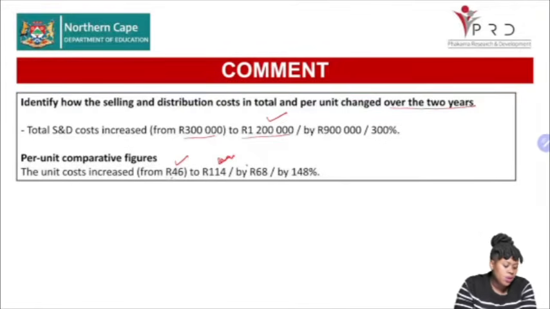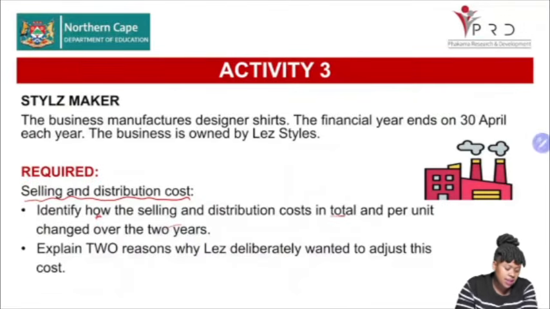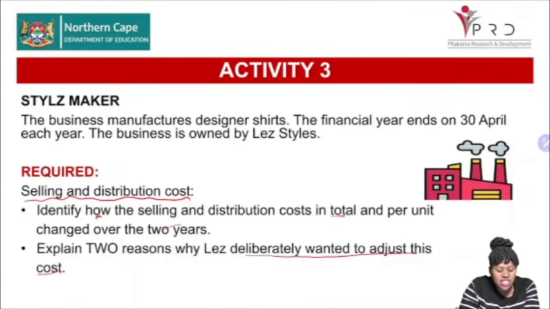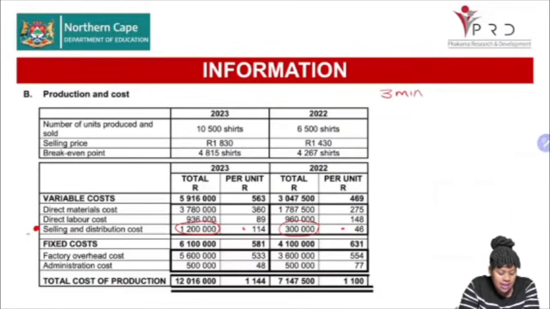Okay, then let us go back to the second question. The second question says, explain 2 reasons why Les deliberately wanted to adjust this cost. Why does Les want to adjust this cost? Why did that happen? Quickly give us 2 reasons why. As you can see that there was an adjustment in the cost. Why?